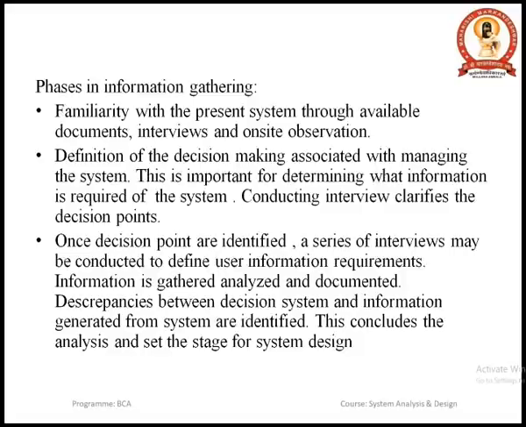Discrepancies between the decision system and information generated from systems are identified. During the information gathering, once we get the information, on the basis of that compiled or acquired information, we compare the decision system and acquired knowledge about the system from the users, and if there are any discrepancies, they will be identified through this process. This concludes the analysis and sets the stage of system design. After completing the whole process of information gathering, we will move to the system design phase during the system development life cycle, and it concludes all the analysis during the information gathering.